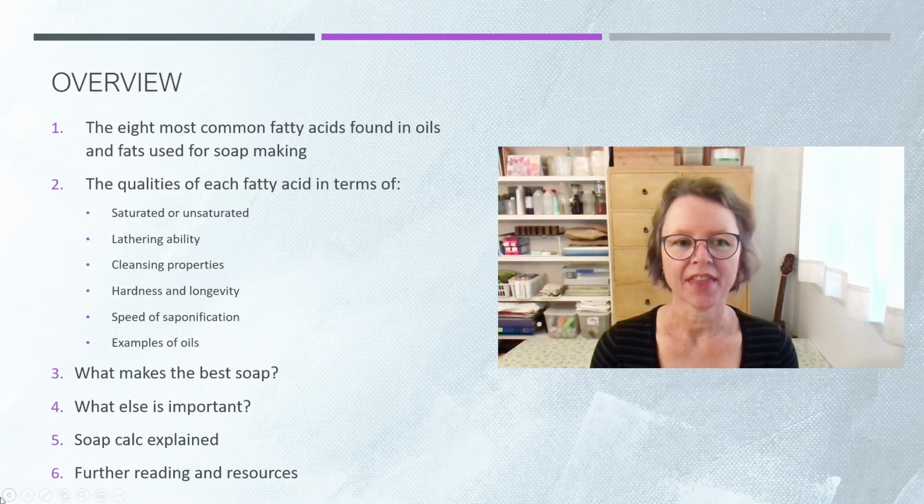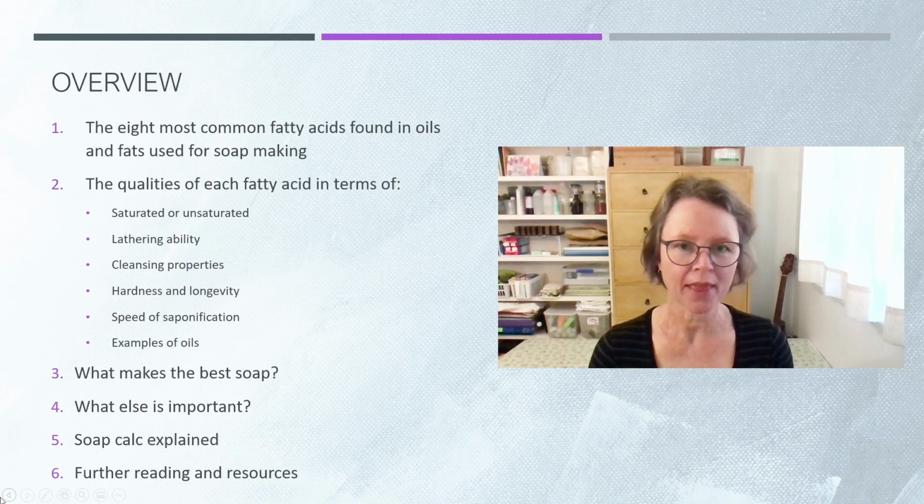So I'm going to go over the 8 most common fatty acids found in oils and fats that are used in soap making. And I'm going to go through each one of those in terms of whether or not they're saturated or unsaturated fat, what the lathering ability is like once they're made into soap, the cleansing properties, the hardness and longevity properties of each fatty acid when they're made into soap, the speed of saponification, because that can impact on the kinds of soaps we want to make, and some examples of the oils that are high in each of these fatty acids.